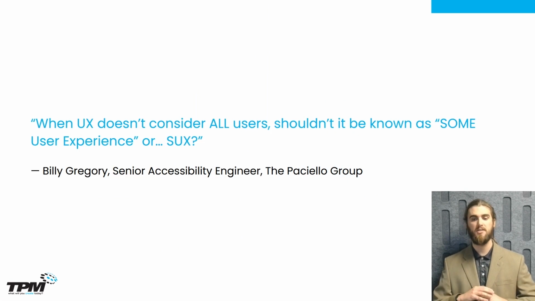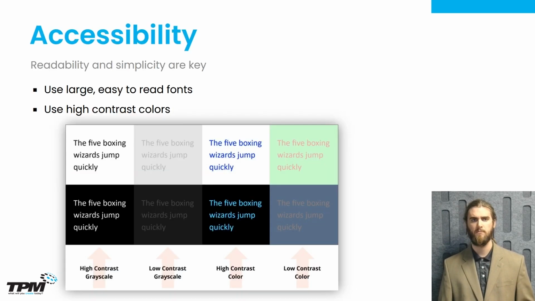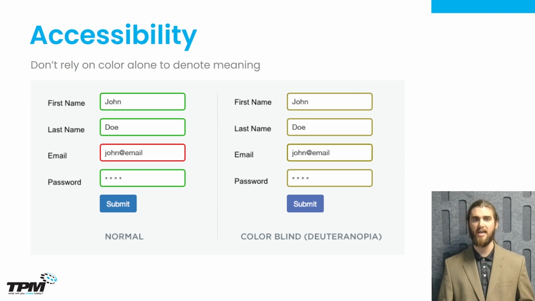When UX does not consider all users, shouldn't it be known as some user experience, or sucks? Here are some key things you can do to make your DriveWorks implementation more accessible. Use large, easy-to-read fonts and make sure there's enough contrast between the text and the background. Make sure there's enough space between the elements so they don't run together. Don't rely on color alone to denote meaning.